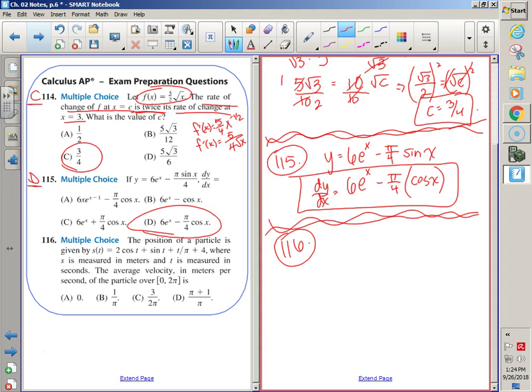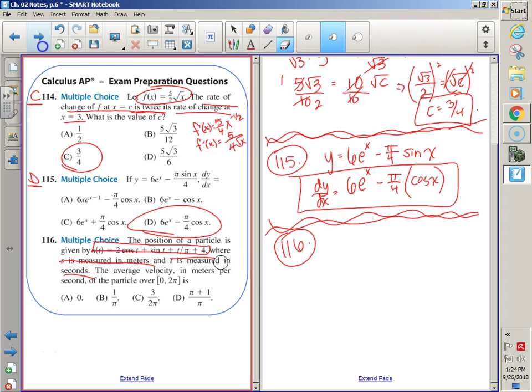Number 116. Section 22B, the position. Oh no, it's some of those motion-y ones. Okay. Do you think this equation is important? Yeah, me too. Where S is meters, T is time, measured in, what is it, seconds? Okay, I just crossed that out. I didn't mean to. What's being asked for? Average velocity. Man, there should be a formula for that. Oh, thank you.